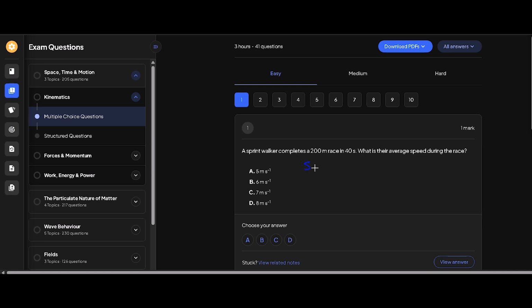Average speed is equal to total distance divided by time taken. So distance that he traveled divided by the time. So here, how much of the distance did he travel? It's 200 meters. So we can say 200 meters divided by the time it took him to cover this distance, which is 40 seconds. So 200 meters divided by 40 seconds. The answer would be 5 meters per second. So you find the answer would be A.